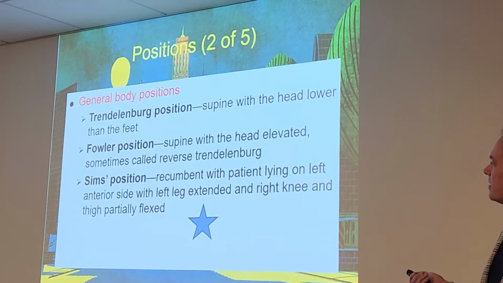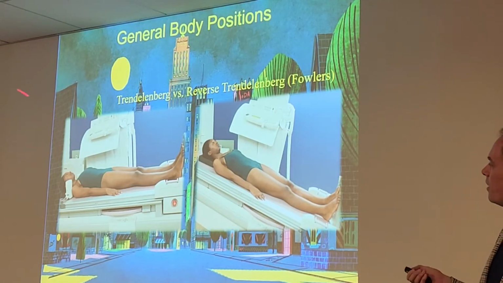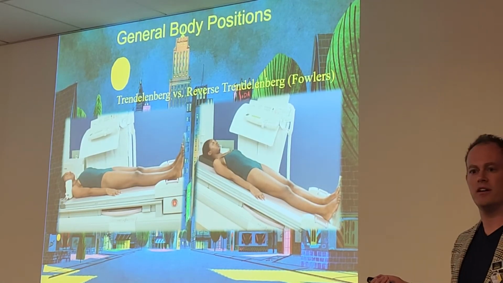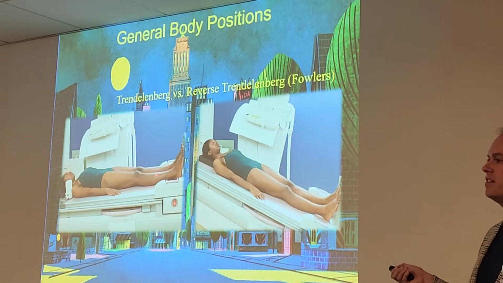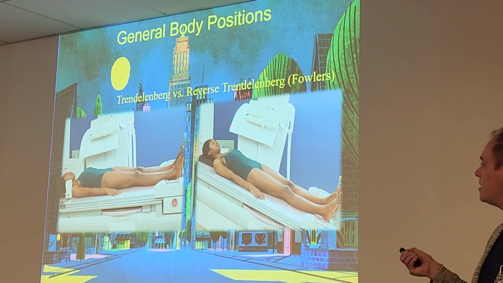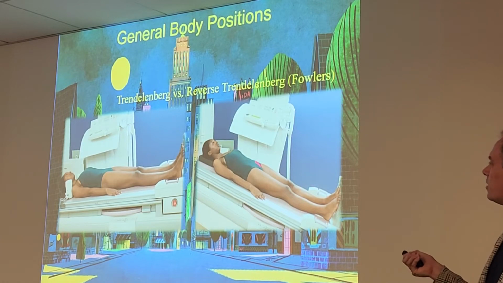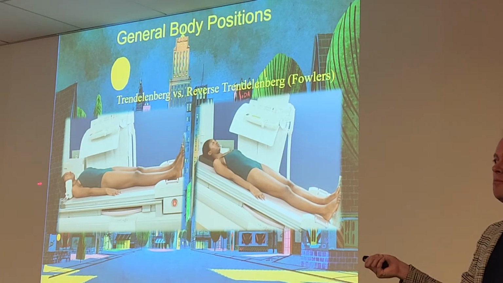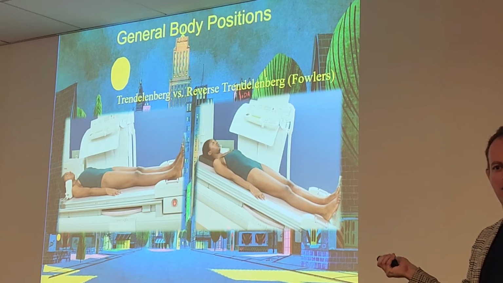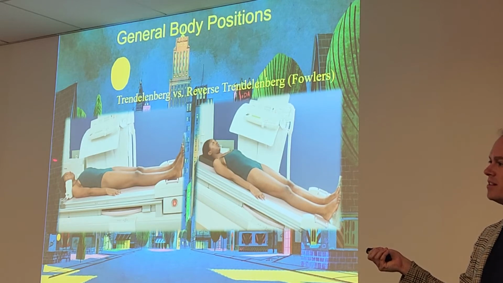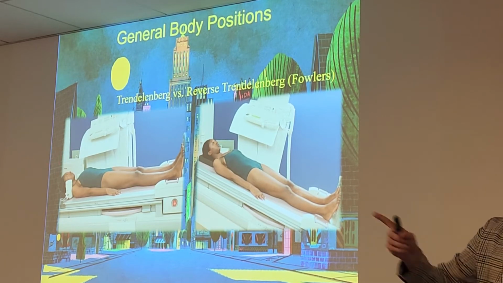Now what do these look like? Let's take a look. Over here on the left, that's our Trendelenburg. See how the head is lower than the feet? The table is tilted. The opposite would be our reverse Trendelenburg, also called the Fowler's. The feet are lower than the head. These are still both supine, and these are still both recumbent. If I'm talking about projections, they both would be what?